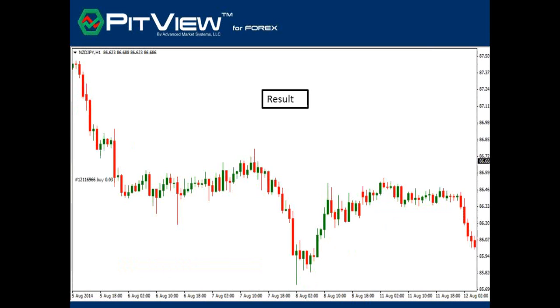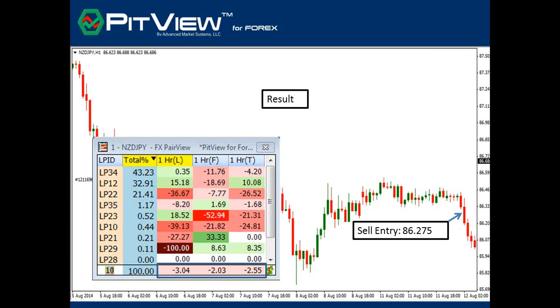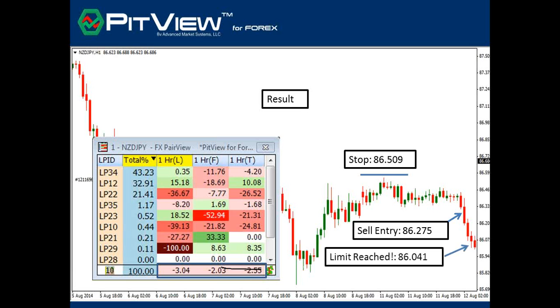So the result on this is, you see right when it breaks through on the sell entry at 86.275, I got my stop up here at 86.509. PitView is confirming this right down in here. Whoops, I'm sorry for drawing a line right through that. And then there's our limit reached at 86.041 for a quick 23 pip gain in just a couple of hours, just based on doing that kind of top-down analysis in the markets.